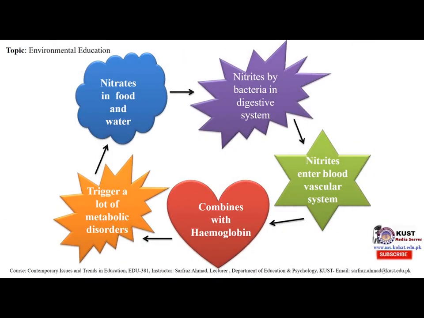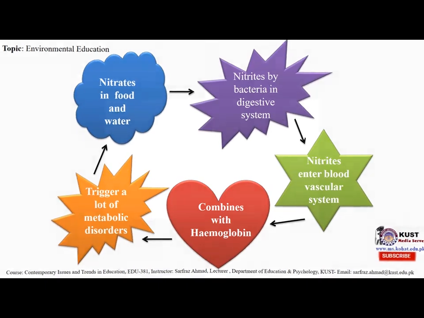Now see, this is a cycle: nitrates in food and water are converted to nitrites by bacteria in the digestive system, then they enter the muscular system, combine with the hemoglobins, and trigger a lot of metabolic disorders.